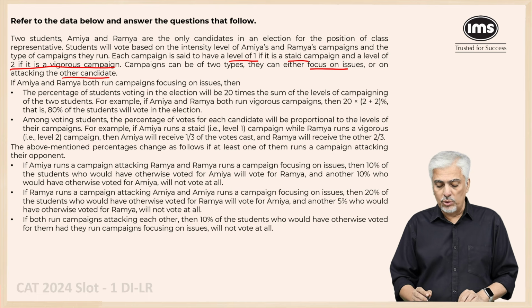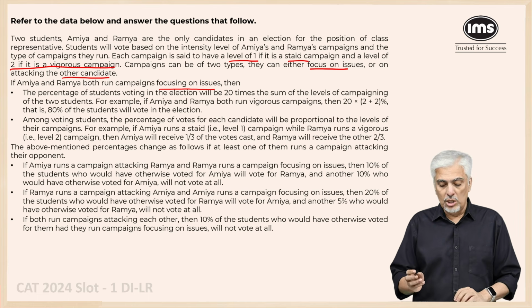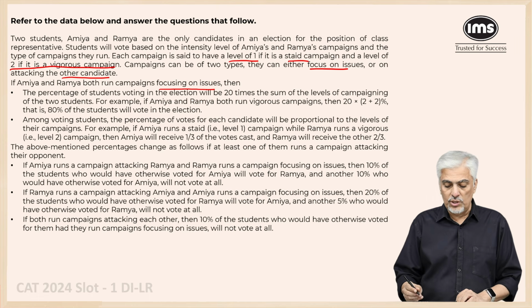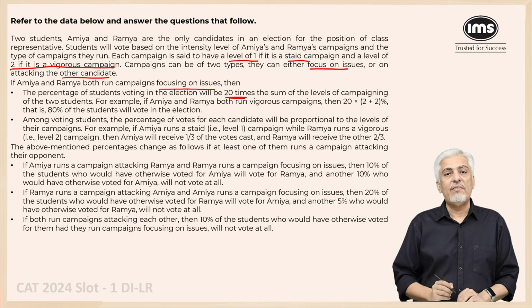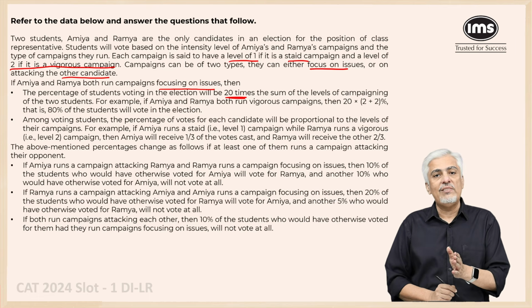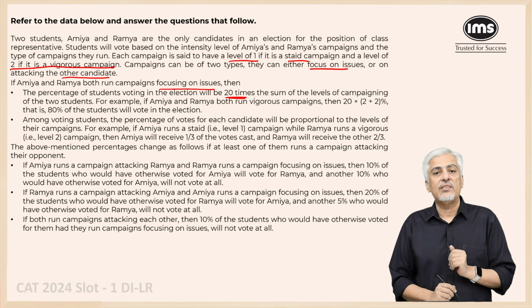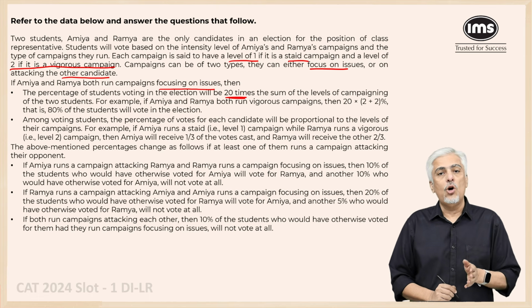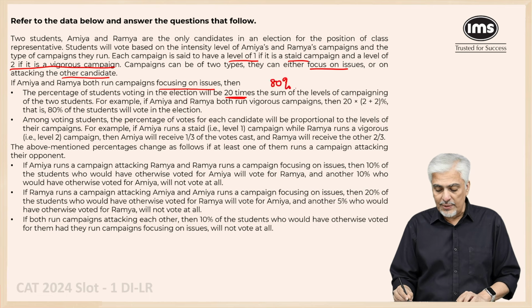So, if Amia and Ramya both run the campaign focusing on issues and do not attack the opposite person, then what was the percentage of people who would vote? It's a mathematical situation: the percentage of students voting in the election will be 20 times the sum of the levels of campaigns. Levels were 1 and 2. So, if both of them were running level 2, 20 times 4, 80% will be there. But if one of them was running level 1 and the other level 2, then it will be 20 times 3, which is 60%. Or if both were running level 1, then 20 times 2, 40% of voters would vote. So, voters voting would be either 80%, 60% or 40%, right?